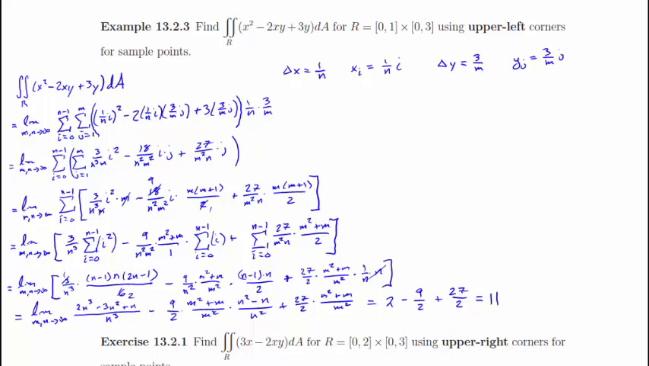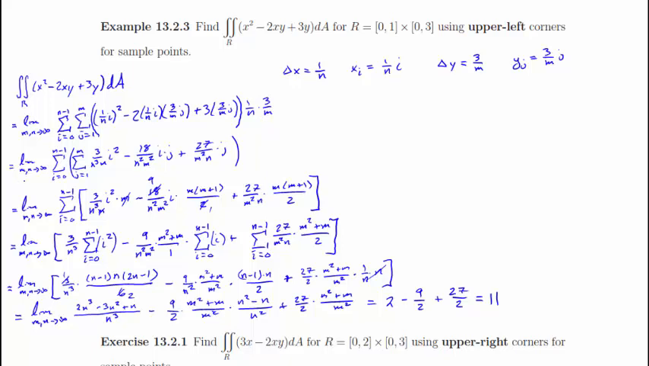Our delta x is going to be 1 over n. My x sub i equals 1 over n times i. My delta y equals 3 over m. My y sub j equals 3 over m times j. So I plug my x sub i and my y sub j in for x and y in this expression. The double integral is the limit as m, n goes to infinity of the sum from i equals 0 to n minus 1, the sum from j equals 1 to m, and I'm doing this from 1 to m in the j direction because we want the upper left corners instead of the lower left corners now. And for x, we plug in (1 over n times i) all of that squared, minus 2 times (1 over n times i) times (3 over m times j), plus 3 times (3 over m times j), all times 1 over n times 3 over m.